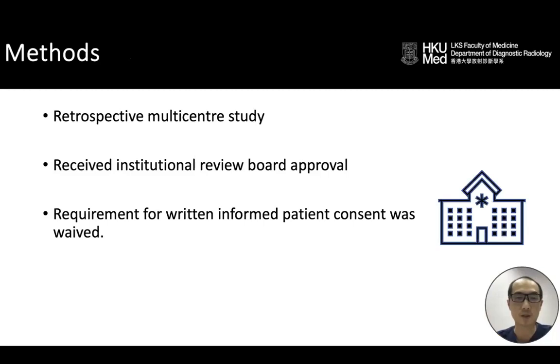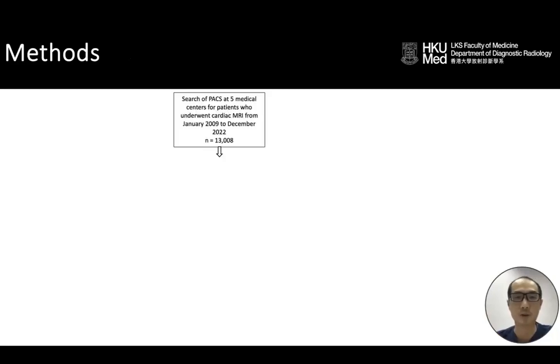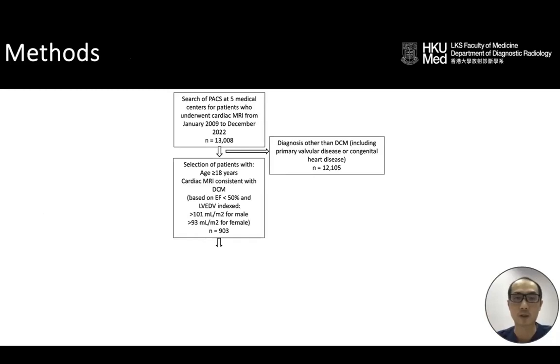So this was a retrospective multi-center study which received IRB approval, and informed consent was waived, at least as a requirement for this study. The search was conducted in 5 centers, which had just over 13,000 cases. We removed about 12,000 of these because they did not fulfill the criteria for DCM. This was the criteria we were utilizing to identify the DCM patients. And please note that the parameters or the cutoffs for dilatation were pertinent for the Chinese population.